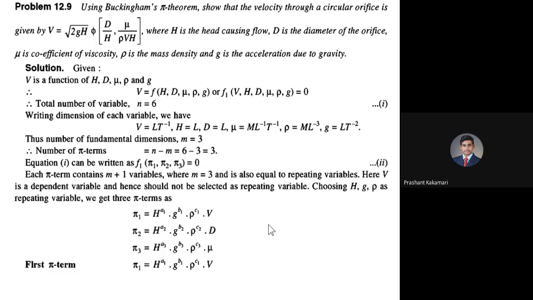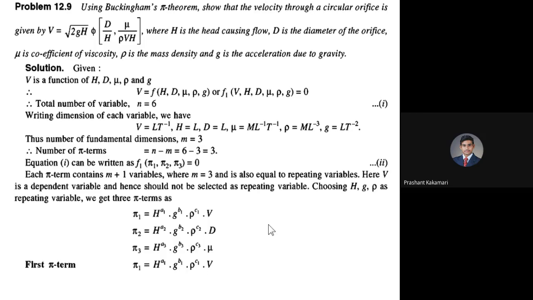There we discussed considering the number of variables and the number of fundamental quantities. So here, if you recall, how many total variables do we have? We have head, diameter, viscosity, density, gravity, all dependent on the velocity of the given flow. Okay, so total variables present here, dependent or independent, all together, that is around 6. So total 6 variables are there.